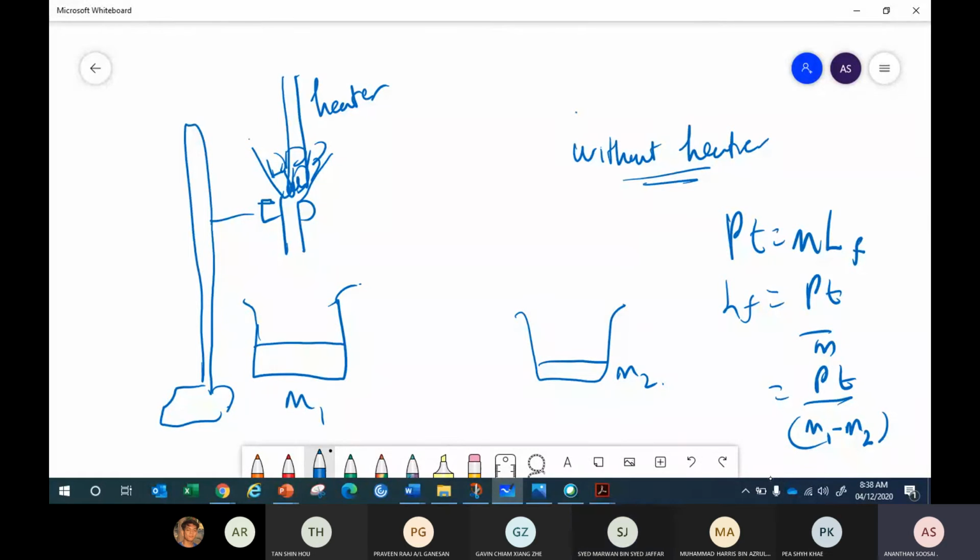m1 minus m2 is used because we want only the mass melted due to the heater. m2 is the mass melted due to the surrounding, so we only want the mass due to the heater. So m1 minus m2 is used to find the latent heat of fusion. So this is for the latent heat of fusion for ice.